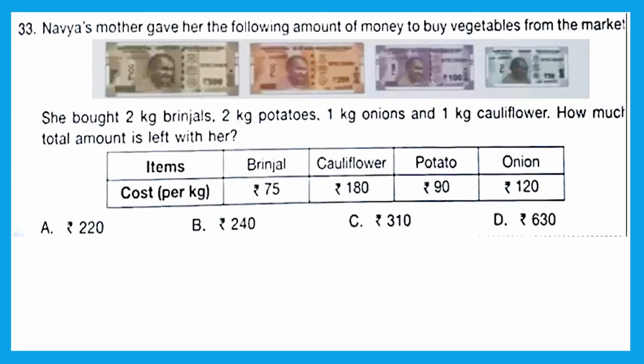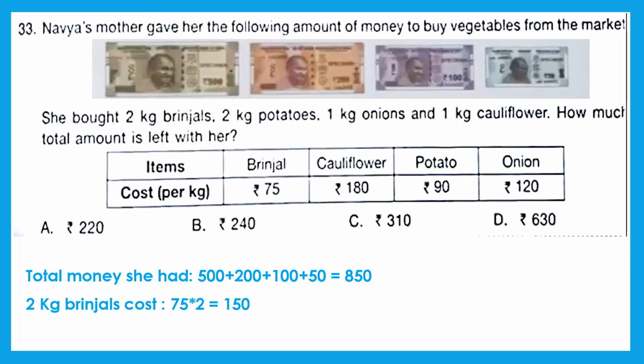Question 33. Navya's mother gave her the following amount of money to buy vegetables from the market. Let's first total that money. And total money she'll have is 500 plus 200 plus 100 plus 50. That is 850. Now she bought 2 kg brinjals. Let's find the value of 2 kg brinjals first. So 1 kg brinjal costs 75. So 2 kg brinjals will cost 75 into 2. That is 150 rupees.